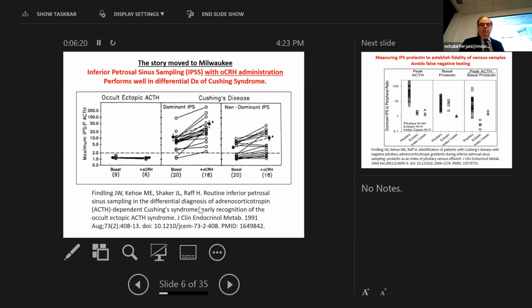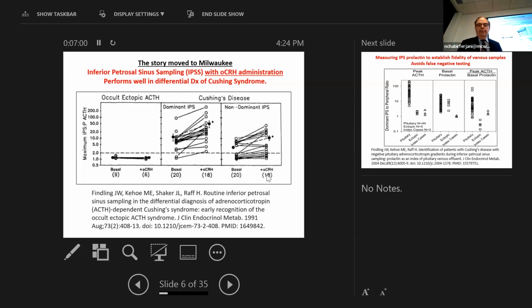And this is obviously Hershel, who set up the ACTH assay in our research lab, and we found that with CRH, it really magnified the gradient in the inferior petrosal sinus compared to the periphery. And also in some patients with pituitary Cushing's at the basal state, there was no gradient. And it wasn't until you administered CRH that you uncovered a pituitary to peripheral gradient consistent with Cushing's disease, compared to ectopic, where of course there is no gradient either before or after CRH.